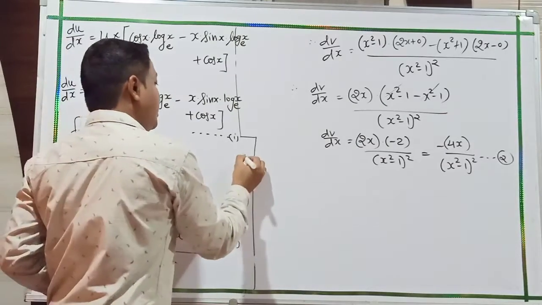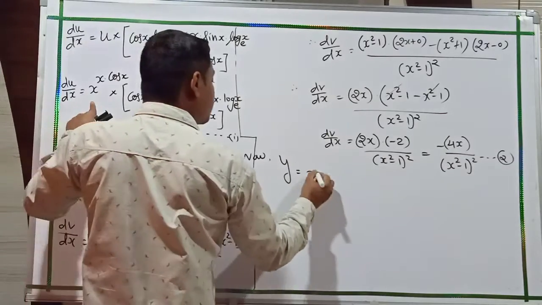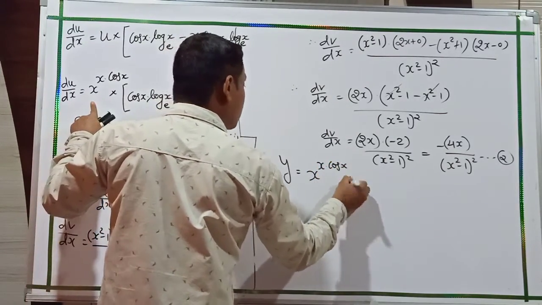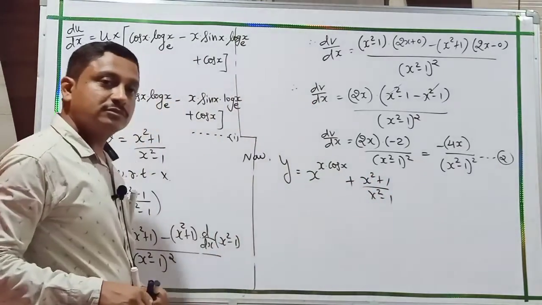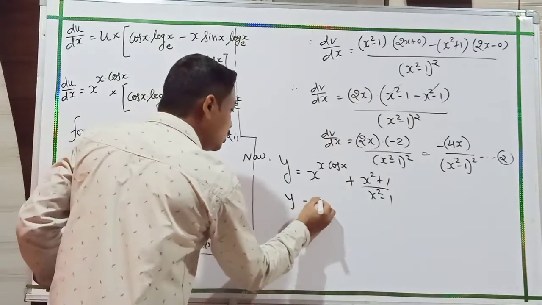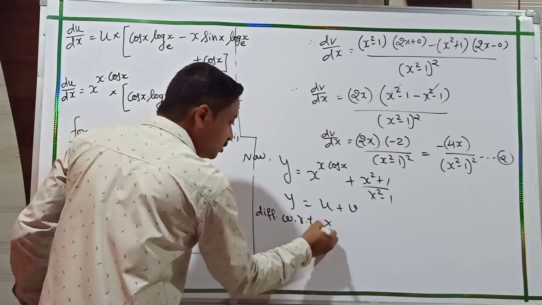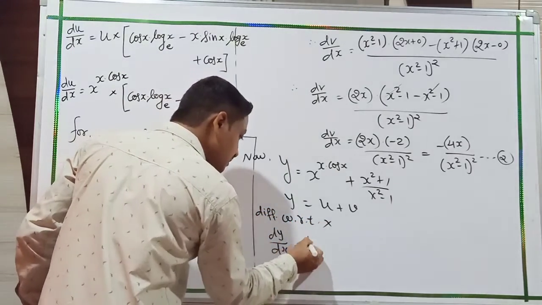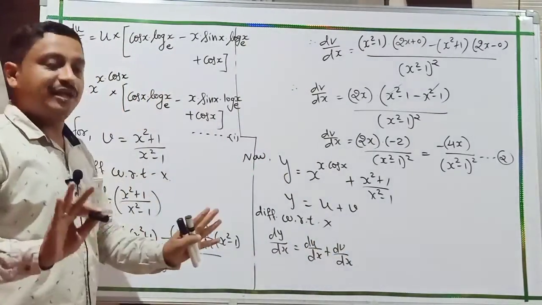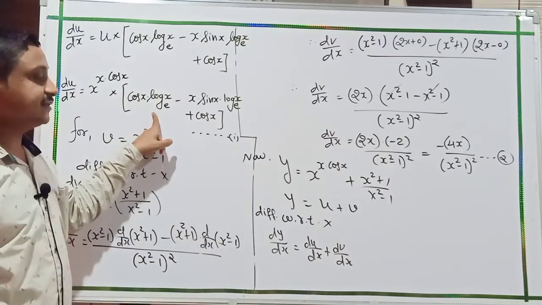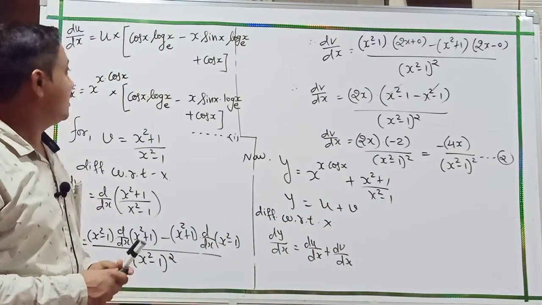Now students, finally I move ahead to my question, and what is your question? X raised to x into cos x plus v, which you also know is x square plus 1 by x square minus 1. Now it is u plus v. Now start differentiation with respect to x. What do you get? Dy by dx? Yes, du by dx plus dv by dx. Finally, du by dx is your equation 1, dv by dx is your equation 2, and put in the values and the question is done.